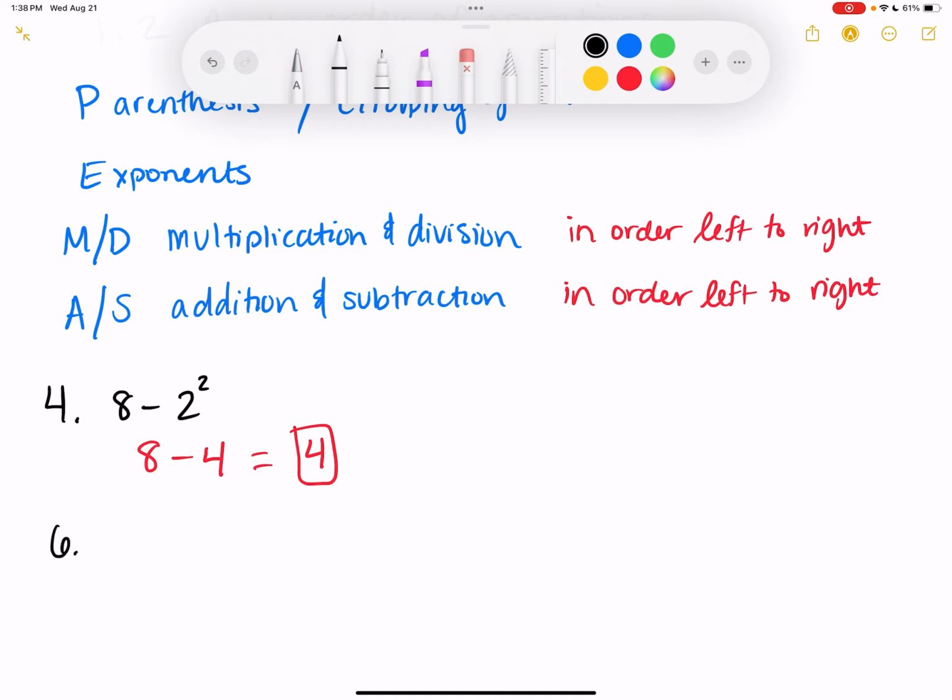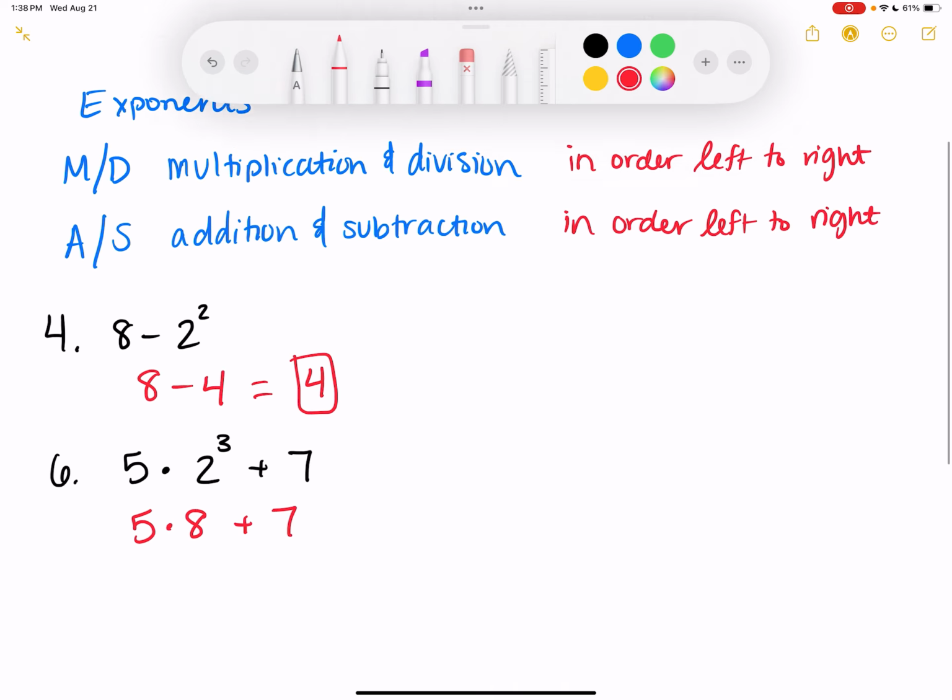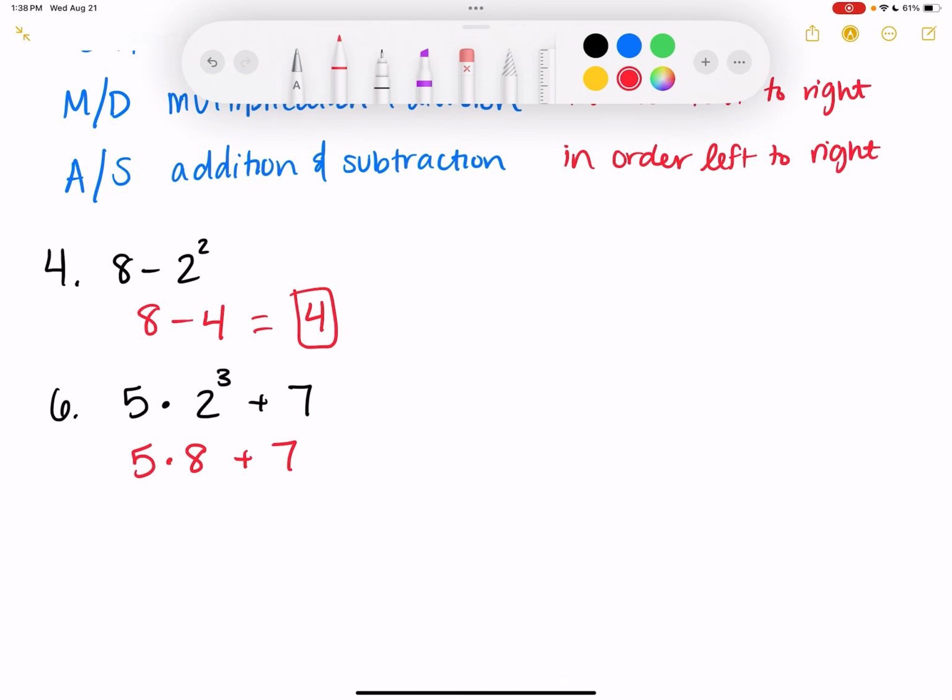6. 5 times 2 cubed plus 7. What part of this one do I do first? The exponent. What is 2 cubed? 8. So I have 5 times 8 plus 7. What is 5 times 8? 40. So I have 40 plus 7. 47.